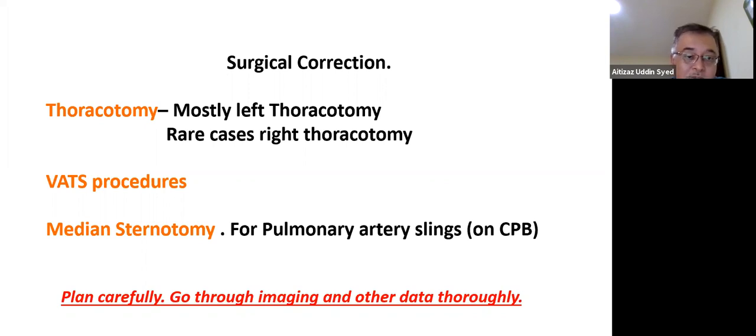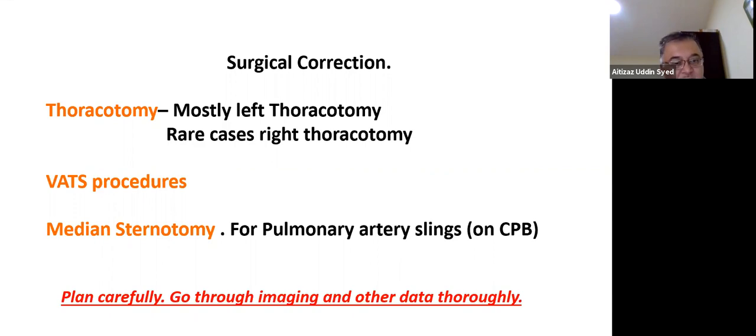Median sternotomy is required for pulmonary artery slings. You cannot do it otherwise, because it's the left pulmonary artery coming from the right pulmonary artery, and you have to dissect it out and re-anastomose it in another position, and you'll have to do it on cardiopulmonary bypass. They are rare anomalies, but I think almost all centers see a few cases per year.